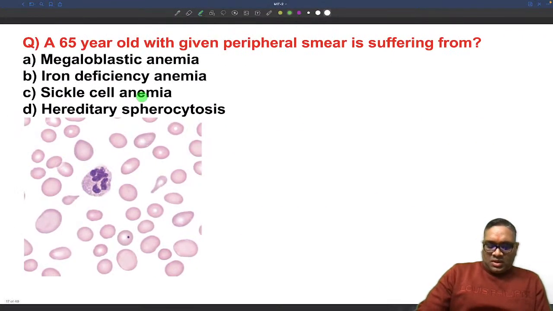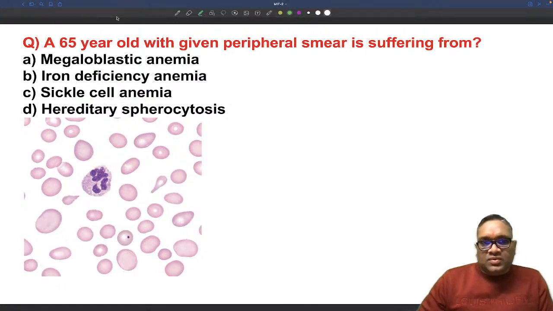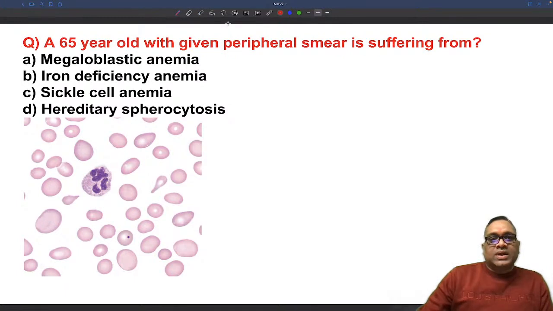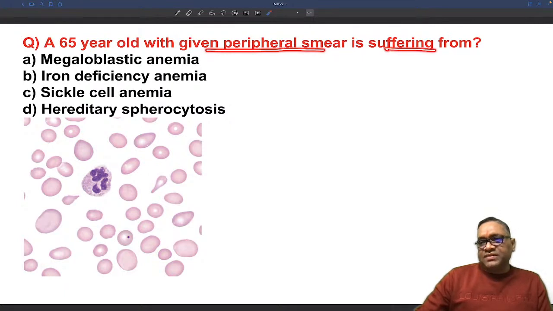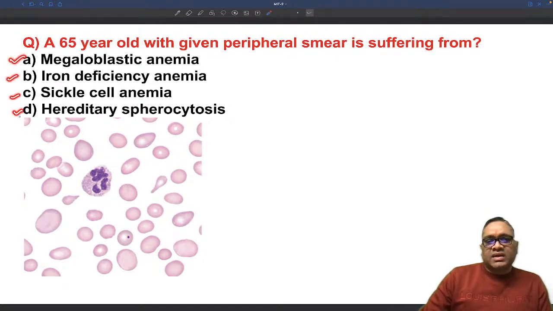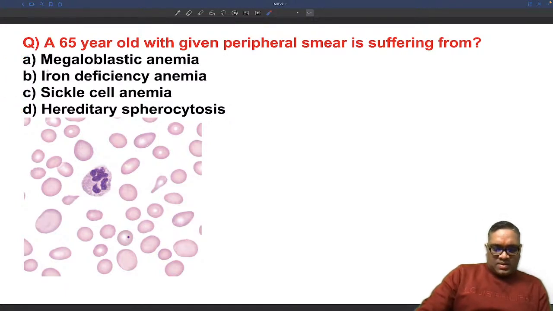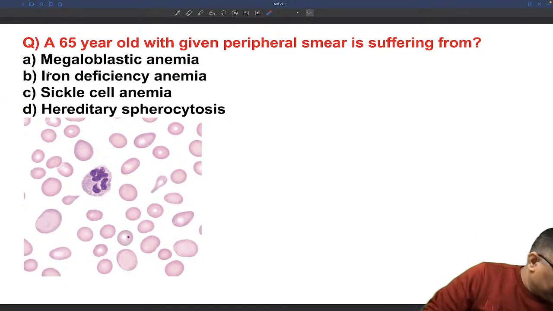Now come to this question. Now you can see the question here, right? So now you look at this question. What is this question? A 65-year-old, given peripheral smear, is suffering from which anemia? Megaloblastic, iron, sickle cell, hereditary spherocytosis. Tell me, what should be the right answer?